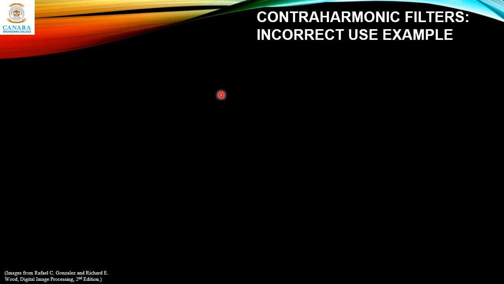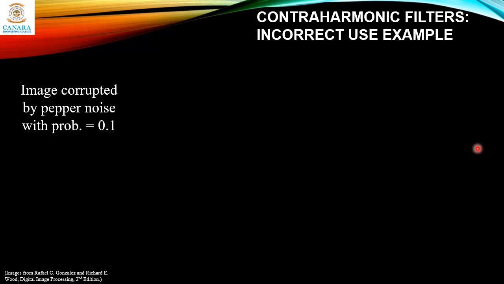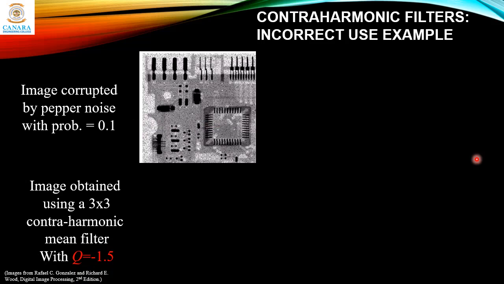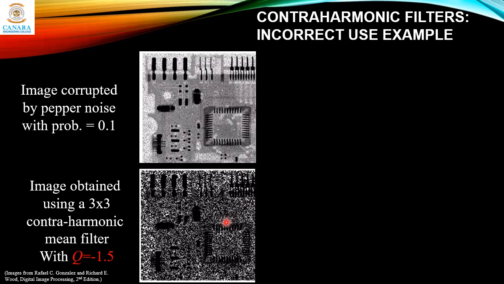Now let us check what happens with the incorrect use of a contra harmonic mean filter. We'll stick with the same example: an image corrupted by pepper noise with probability 0.1, and if you use a q value of -1.5 for this image. If you recall, a negative q value works well for salt noise, but it doesn't work for pepper noise. So let's see what the effect is. This is the effect. If you use a negative q value for removing pepper noise, it won't work.